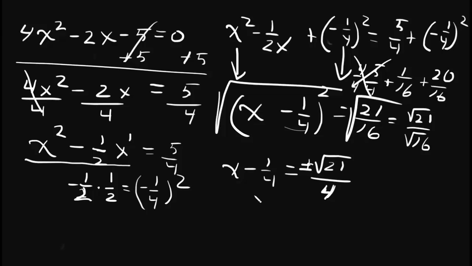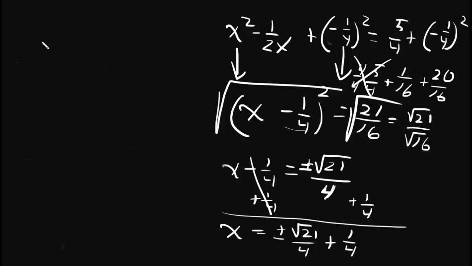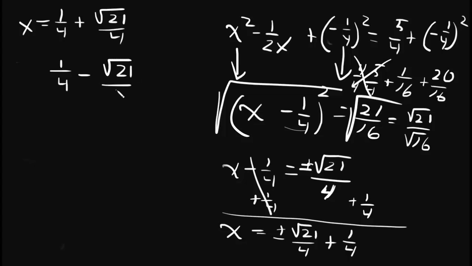Let's clear away the 1/4 from the left-hand side by adding 1/4 to both sides. And now we've got x, the 1/4's cancel, is equal to plus or minus the square root of 21 over 4, plus 1/4. So our answers are x equals 1/4 plus the square root of 21 over 4, or x equals 1/4 minus the square root of 21 over 4. And that's as simple as we can make our answers.